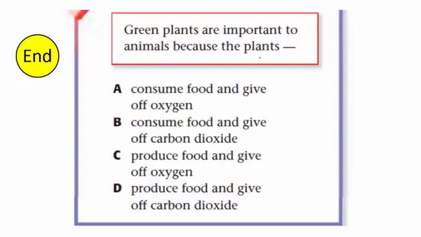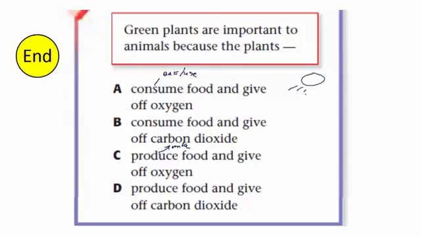Alright, green plants are important to animals because the plants, and one of these statements must be true. Consume food and give off oxygen, consume food and give off carbon dioxide, produce food and give off oxygen, produce food and give off carbon dioxide. Well, we have to look at the meaning of these words. Consume means to eat or use. And produce means to make.